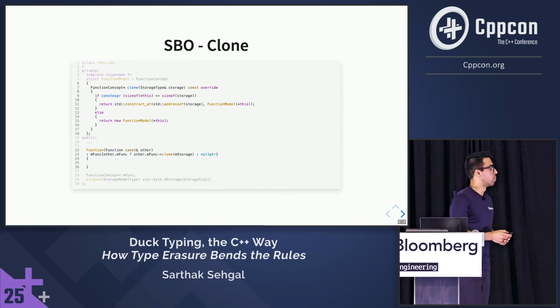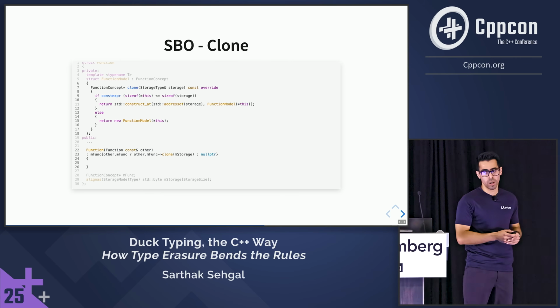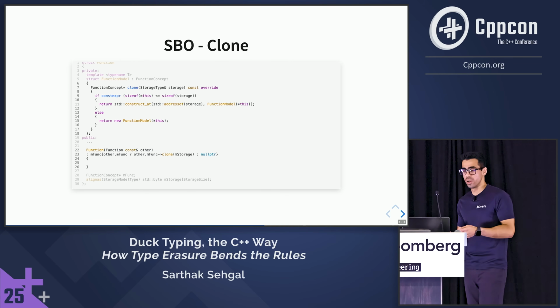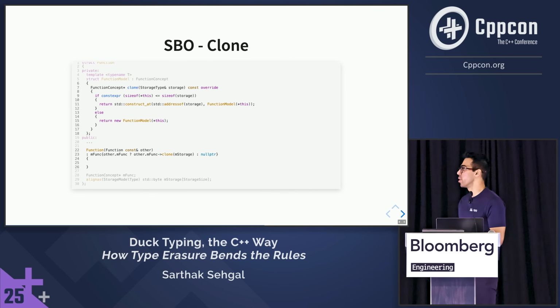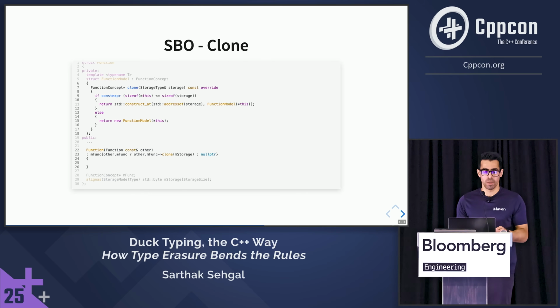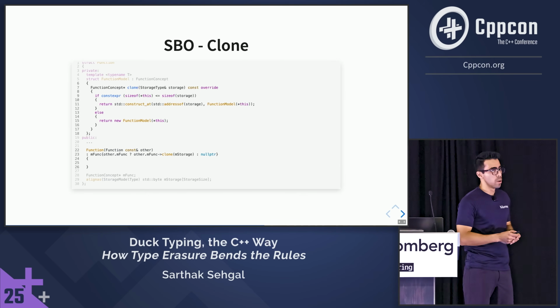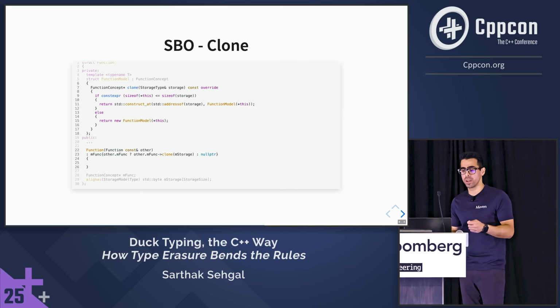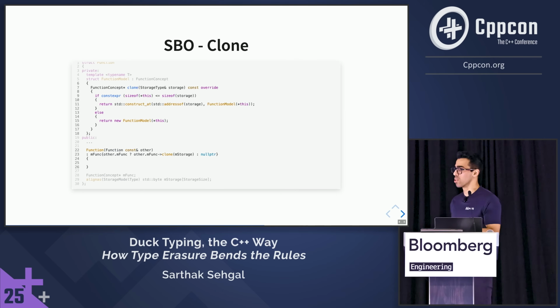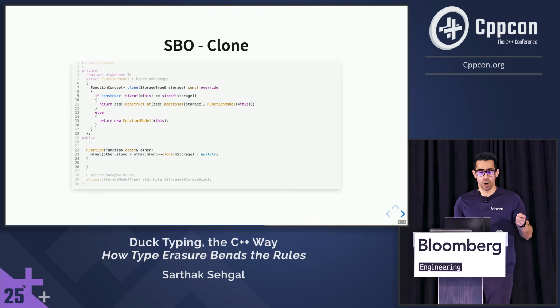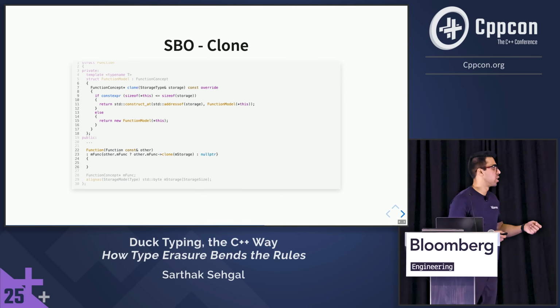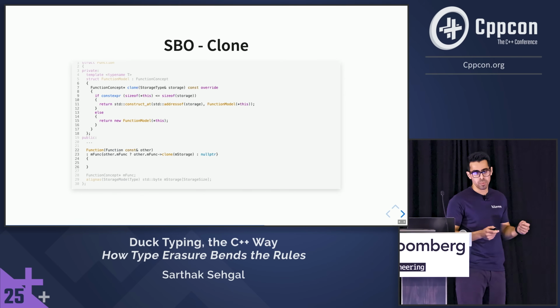Cloning it now becomes a bit different. Previously, the clone override was not taking any argument. It simply cloned the current object and returned it as a pointer to the base class. But now, when we are trying to clone it, it does need access to the storage of where the object should be constructed if the size is within the threshold.